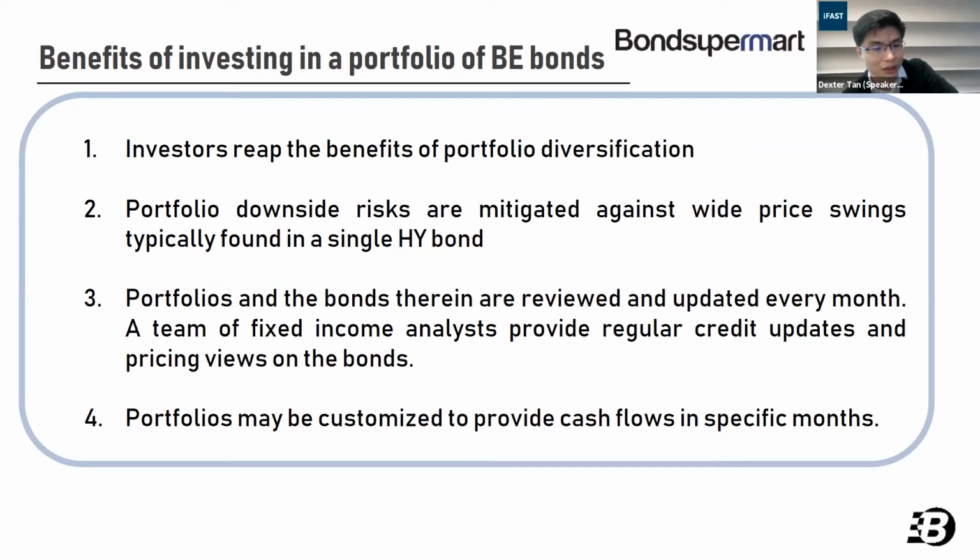Point number four is that the portfolios may be customized to provide cash flows in specific months. For example, let's say you have a lot of cash outflows during December or January. Most of us, during Chinese New Year, have to give ang pao, or during the festive season we have to spend more, or maybe pay our insurance premiums during December or January. Then you may want to overweight some bonds that provide cash flows within these months, for example in January or December, to help offset the cash flow requirements.